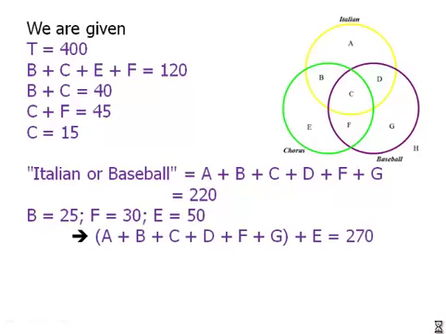Now, think about it this way. If we add all the people in Italian or baseball, so that's A plus B plus C plus D plus F plus G, so that's 220, and add E, which is an extra 50, well, that accounts for everyone in all 3 circles. So anyone who is in any of these activities or any combination of these activities, they add up to 220. So the only people not included in that group are the people in H, the people we're looking for. So H must be 400 minus everyone else, or 130 people. That's how many people are in none of these 3 groups.